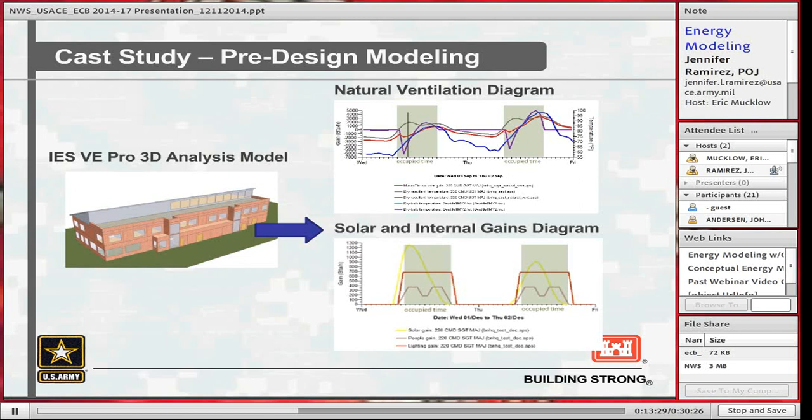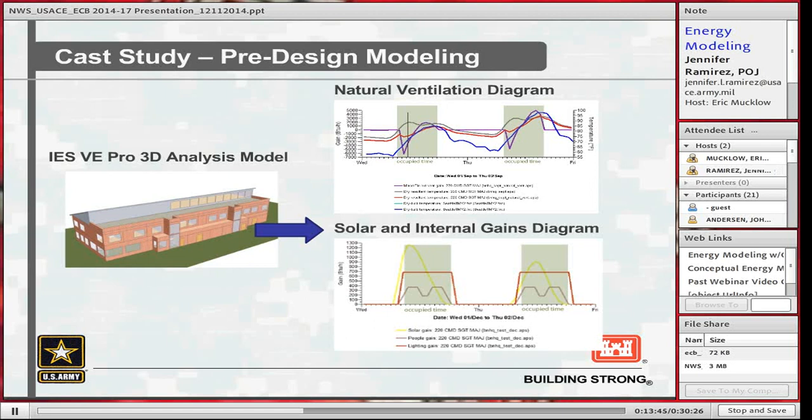We conducted detailed energy modeling at the interim phase utilizing a 3D energy modeling software. Due to the duration of this project, we had actually validated and started with energy modeling software in Carrier HAP, Trane TRACE, and utilized IES VE Pro.